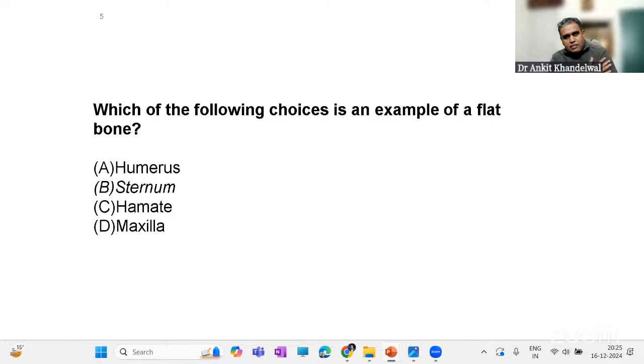Humerus is the bone of the arm. We all know upper limb. Sternum is in the midline anteriorly. Hamate, where is hamate? Hamate is a bone of the carpal. And maxilla is one of the facial bones where the upper jaw teeth are lodged. So flat bone, even if you apply some common sense over here, answer will be sternum. Sternum, if you have seen it and felt it in thorax, you know it's a flat bone. Okay, so MCQ questions can come like this.